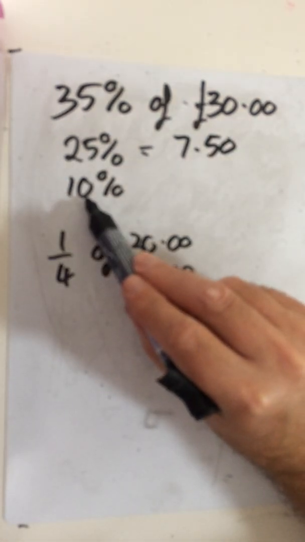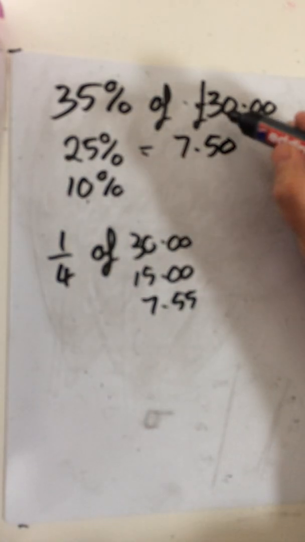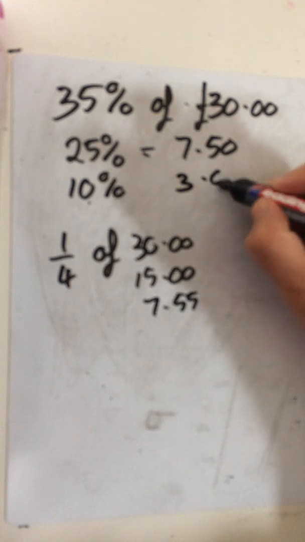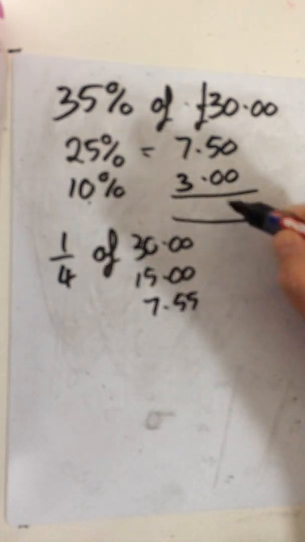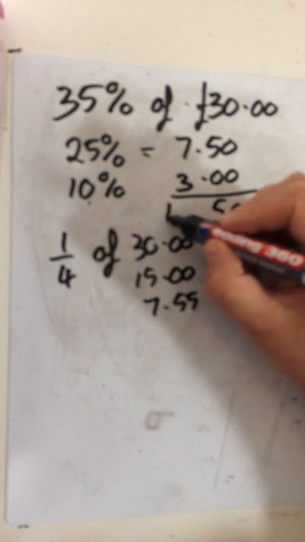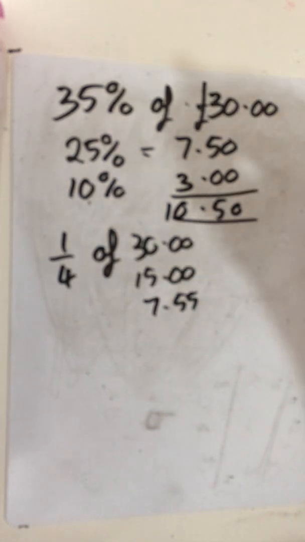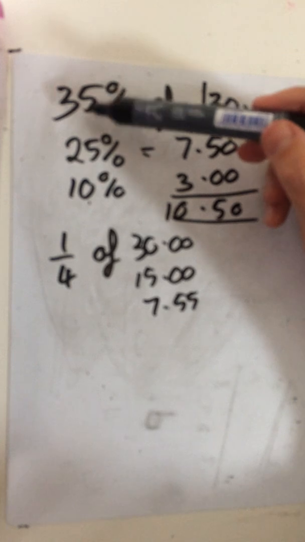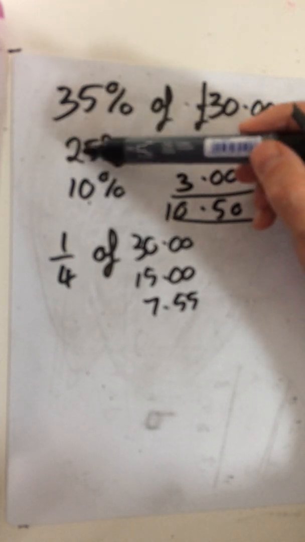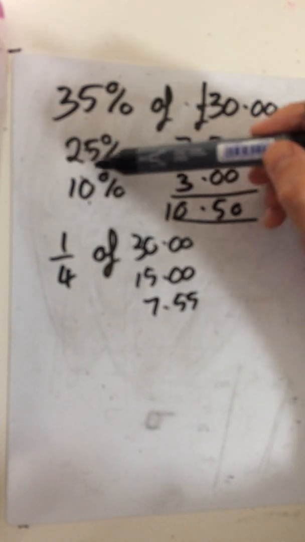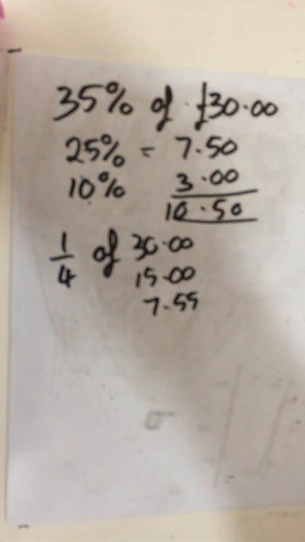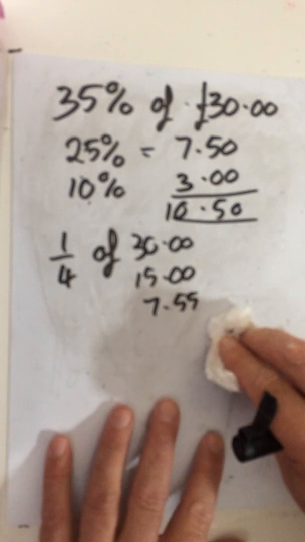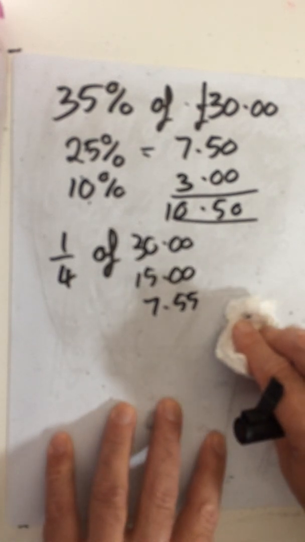Then I'm going to find 10%. To find 10%, I divide by 10. 30 divided by 10 is going to be 3. I can add those up, and I have got £10.50. So it's just when I find a percentage, I'm just breaking it up into smaller pieces. Then I can work it out quite well, not easily, but with a little bit of hard work from there.